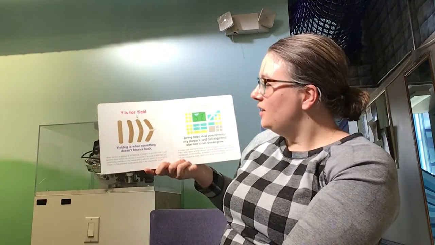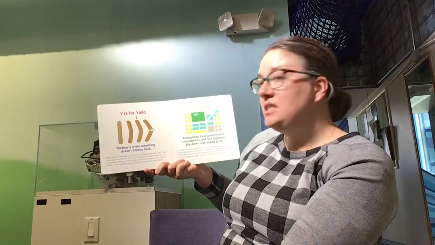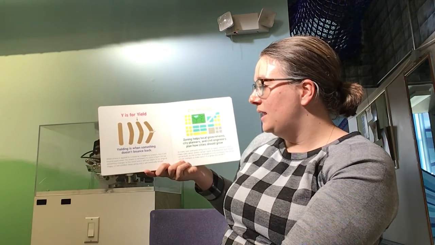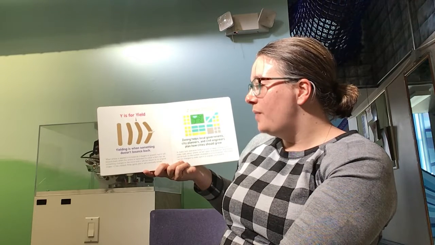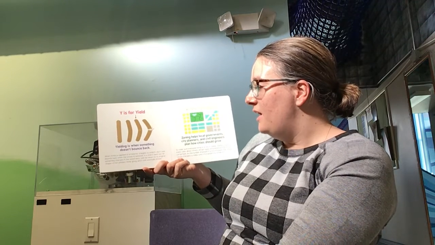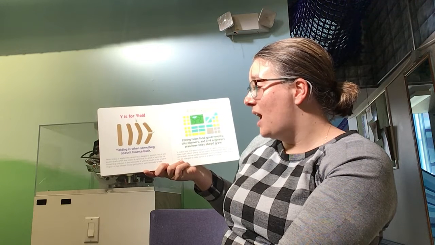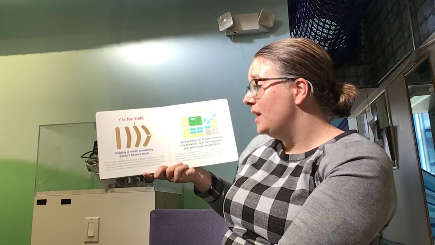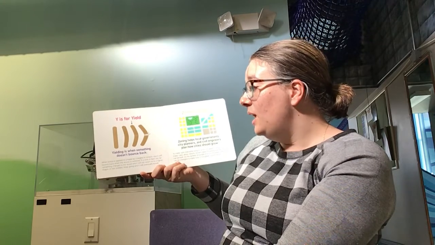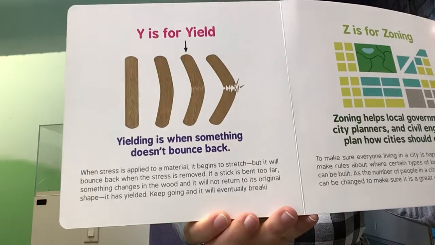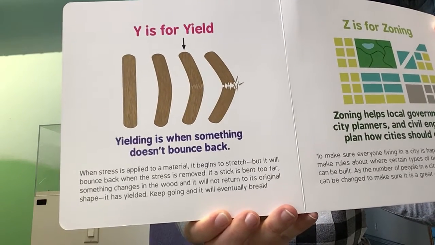Y is for yield. Yielding is when something doesn't bounce back. When stress is applied to a material, it begins to stretch, but it will bounce back when the stress is removed. If a stick is bent too far, something changes in the wood and it will not return to its original shape. It has yielded. Keep going and it will eventually break. Has that ever happened with any of your toys?